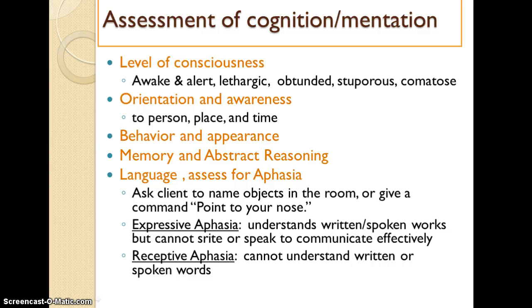Assessment of cognition and mentation. For the nurse, this is checking our level of consciousness, which you do on your head-to-toe assessments, asking them different questions to check if they are awake and alert or if they're lethargic, obtunded, stuporous, or comatose. What is the scale we would use to check level of consciousness? Anybody know? That would be your Glasgow Coma Scale. That checks all of these and gives us a score.